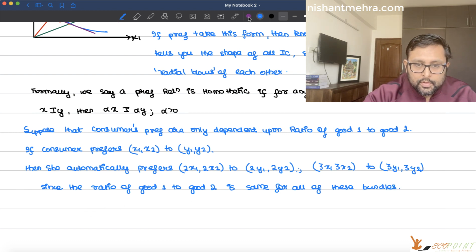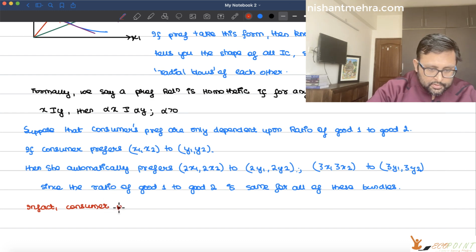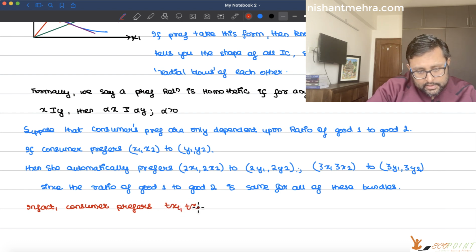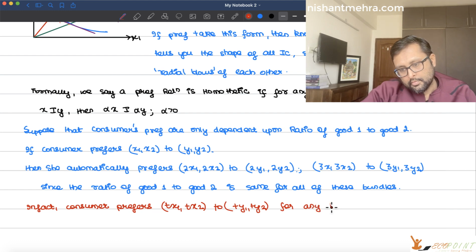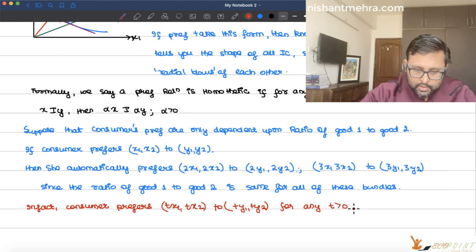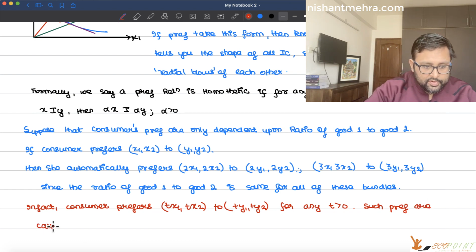So in fact, consumer prefers (tx1, tx2) to (ty1, ty2) for any t greater than 0, and in case this happens, then such preferences are called homothetic preferences.